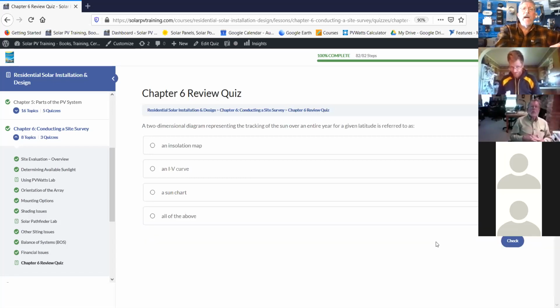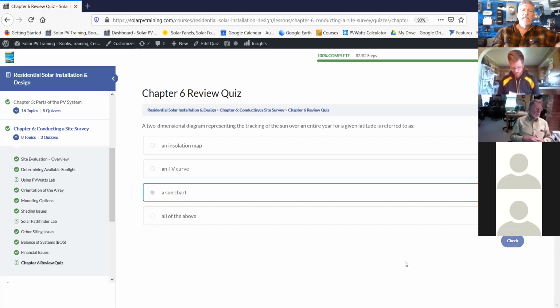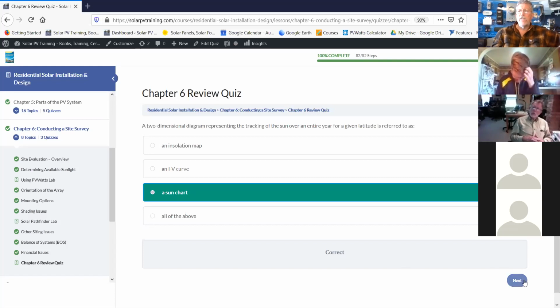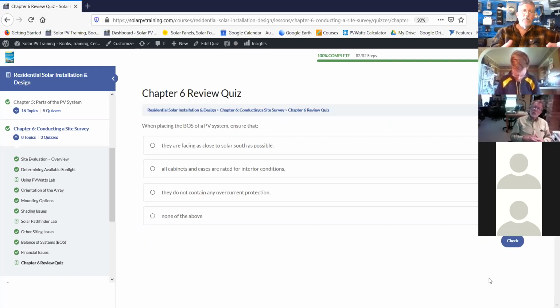A two-dimensional diagram representing the tracking of the sun over an entire year for a given latitude is referred to as? Sun chart. Yeah, that's the thing we looked at just a few minutes ago, and that's in the Solar Pathfinder unit. When you use the Solar Pathfinder unit, you get a whole stack of these sun charts, all for different latitudes. So you can pick the one for your location, put it in the unit, and then do your shading analysis that way.